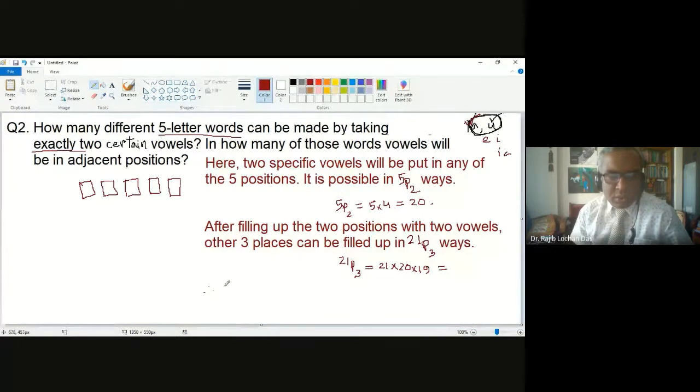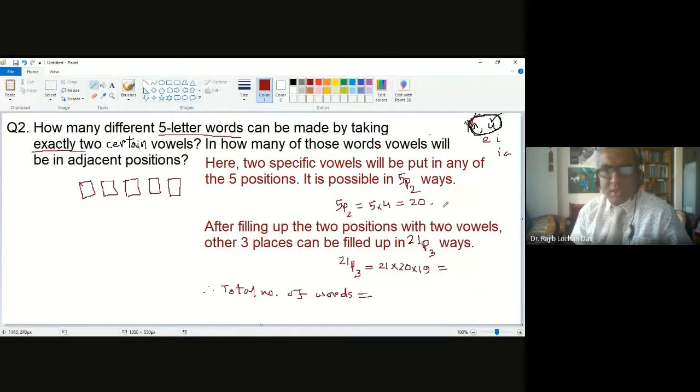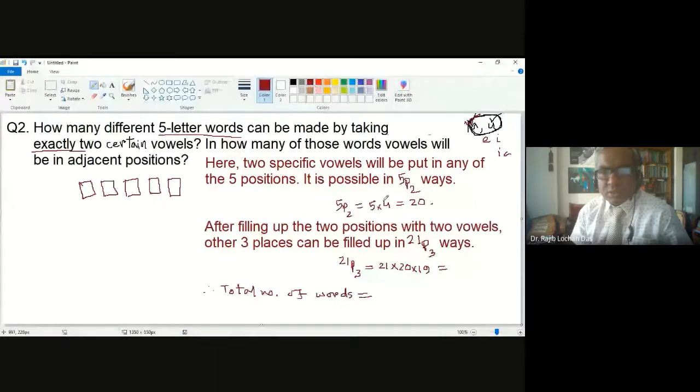So the total number of words will be, is it plus or into, these two numbers? So 7980, this is 7980, right? Yes, sir. 7980. Now the question is 7980 and 20. So will you add or will you multiply?